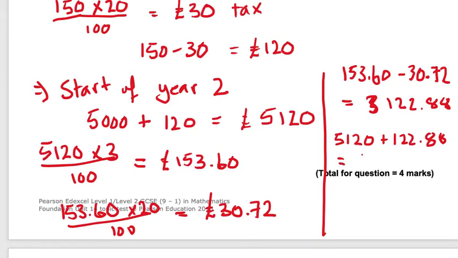And that gives us 5242.88 pounds. And again, we don't round it. It's money. If it had another decimal place, then yes, we would round it. And because we're rounding it to 2 decimal places, they've made it easy for us. We don't have to do any clever rounding.